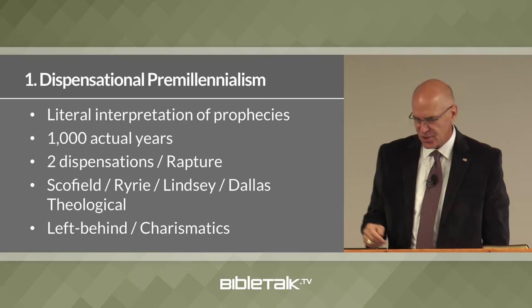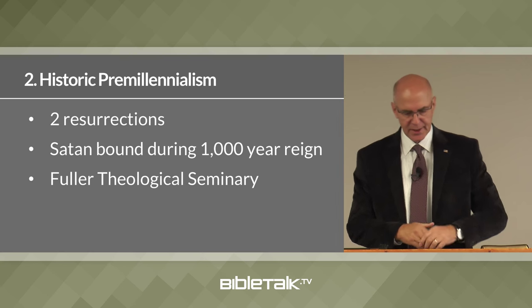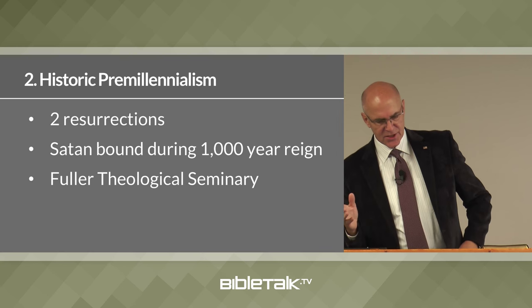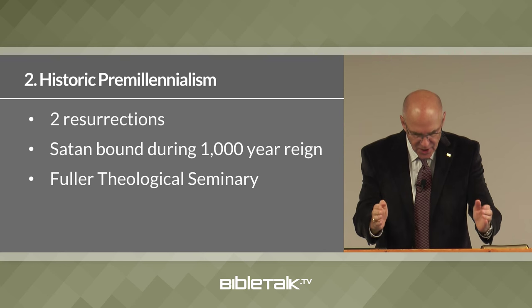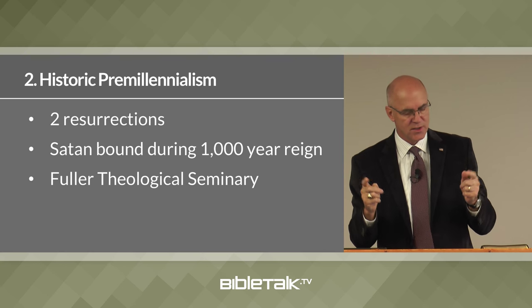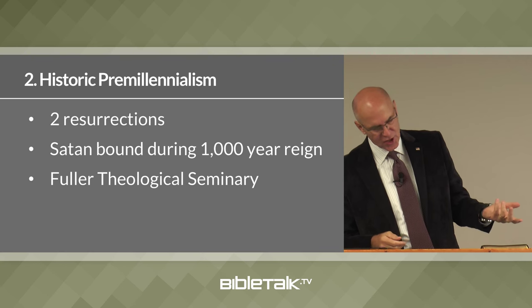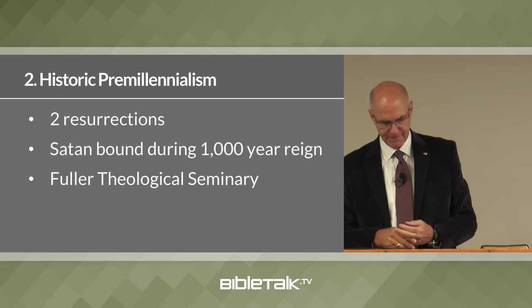So that's dispensational premillennialism. The next one is historic premillennialism. These people teach that when Jesus returns, He will establish a millennium, in other words, 1,000 years between the first resurrection and the second resurrection, an actual 1,000 years. The final judgment will come at the second resurrection after the 1,000 years.